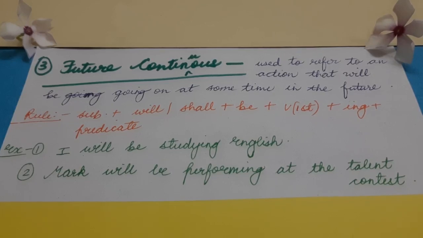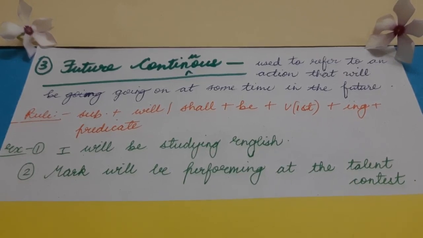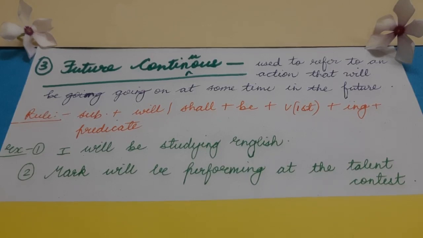Example 1, I will be studying English. Number 2, Mark will be performing at the talent contest. So first example means you will be studying English. You will start studying English and you will continue studying English till some time. Number 2, Mark will be performing at the talent contest. So Mark will start performing at the talent contest and then he will finish his performance. So that will happen sometime after that in the future.